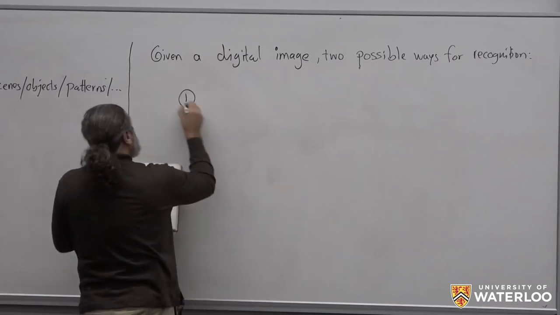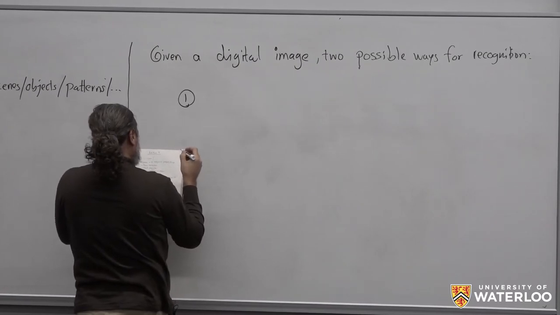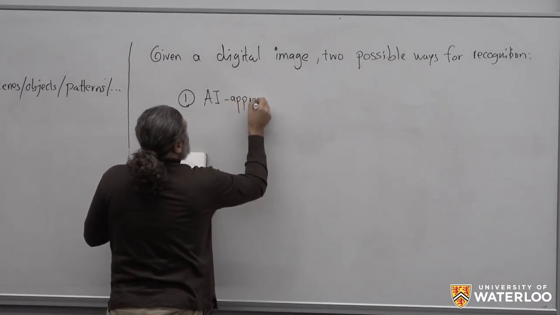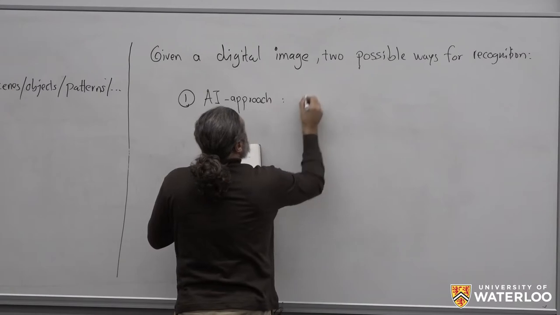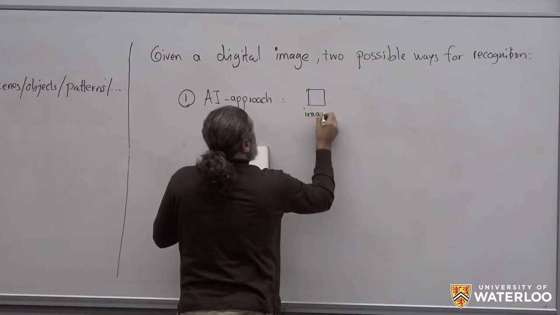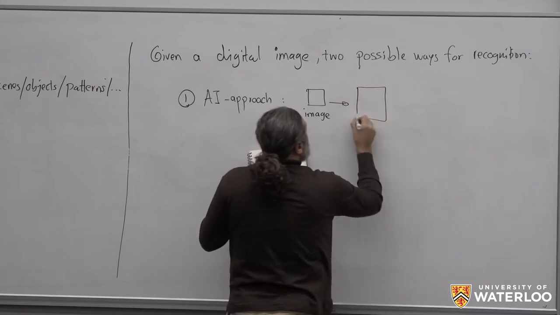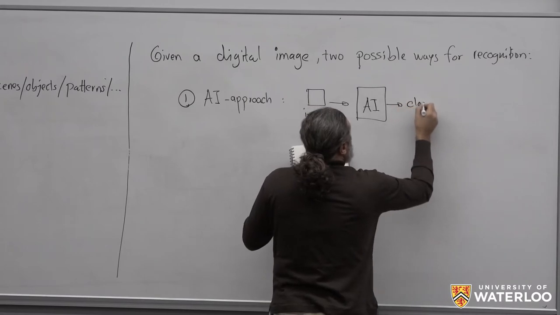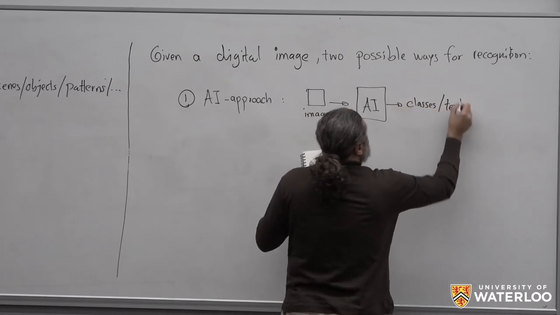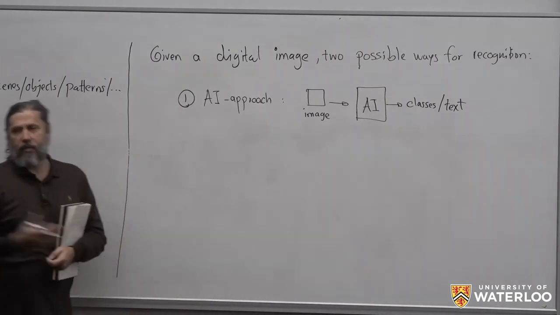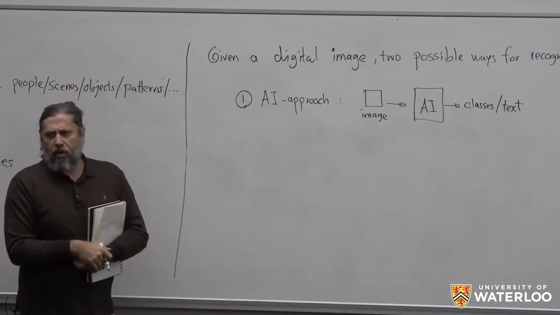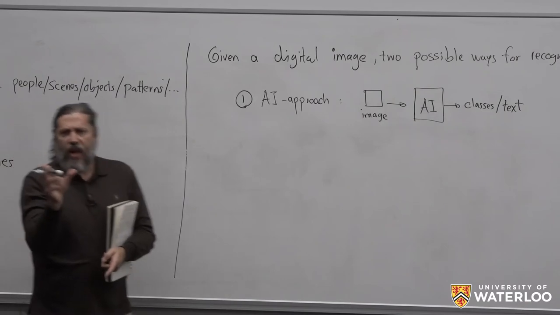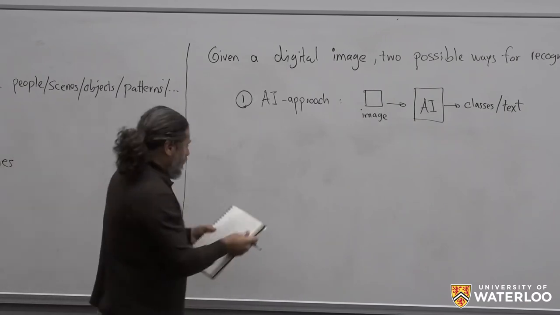So first we have the AI approach. Well, it's not first, I just grabbed it as first. So you get the image, you give it to some sort of AI black box, and there it comes out, classes or text. So that's basically it. I give an image to some sort of AI technology, and on the other side, it tells me either a label or a phrase or a sentence, if I'm lucky.